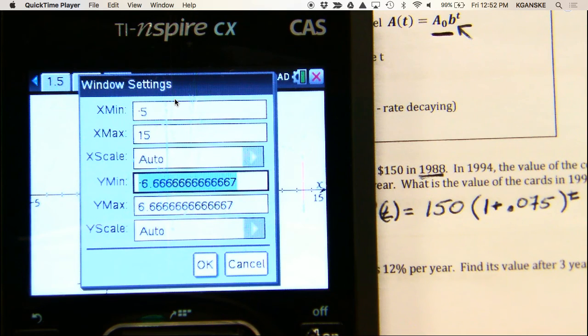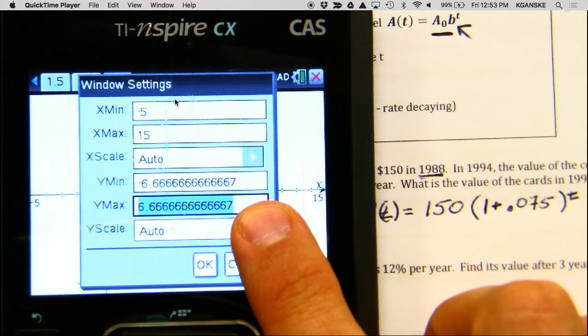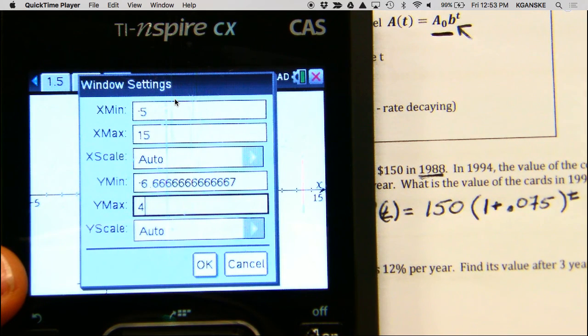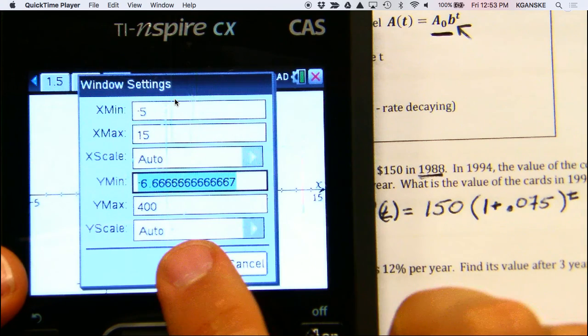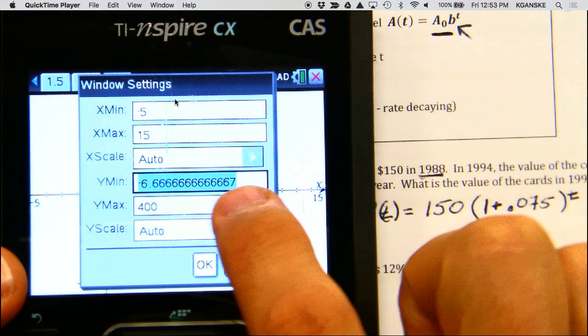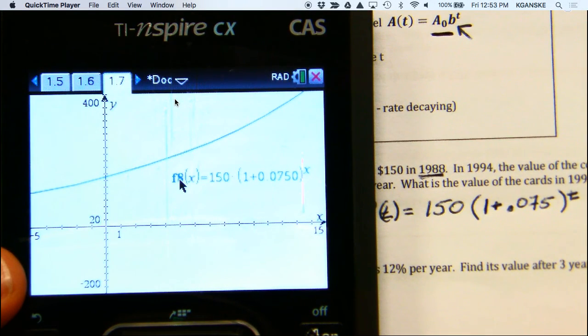Okay. If this is going to be 150 to start with, after 10 we said it was around 300. I'm just going to set it at 400, so we go a little bit beyond that. And here, if I've got 400 here, half of that might be nice to have at the bottom, so we can see what's going on. And there's your graph. Okay, so you can do all sorts of things here.